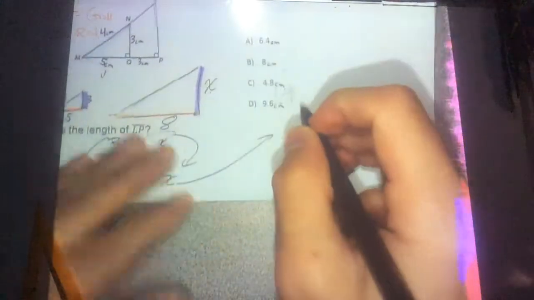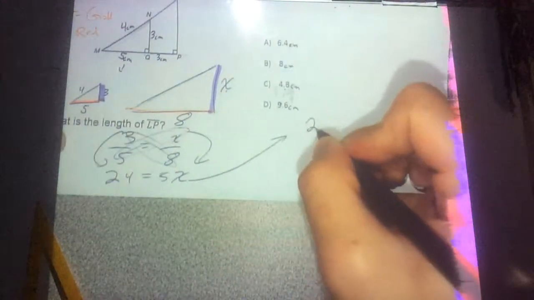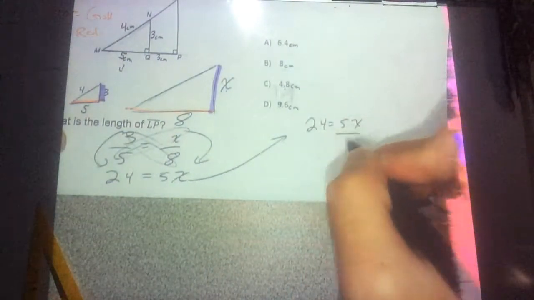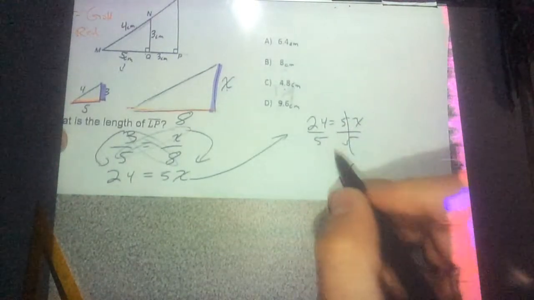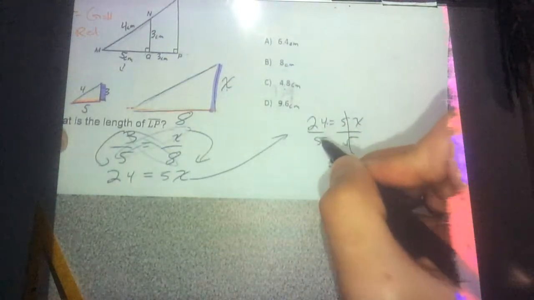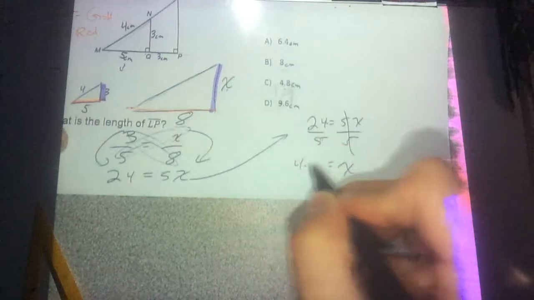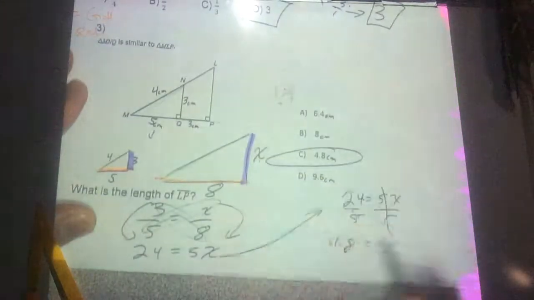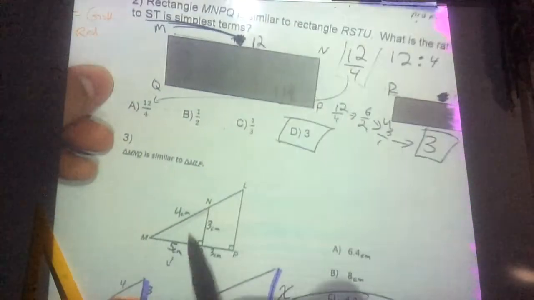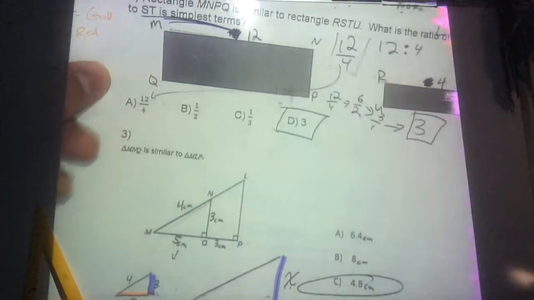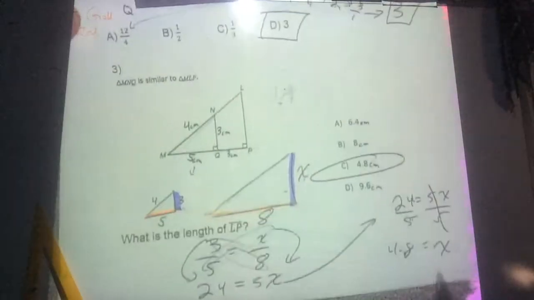I'm just going to come up here. We're running out of room. So 24 is equal to 5x. Divide by 5 on both sides. And x is going to be equal to 24 divided by 5, which is going to be 4.8. So with these, I would suggest draw the two triangles and then set up your proportion and solve for x.